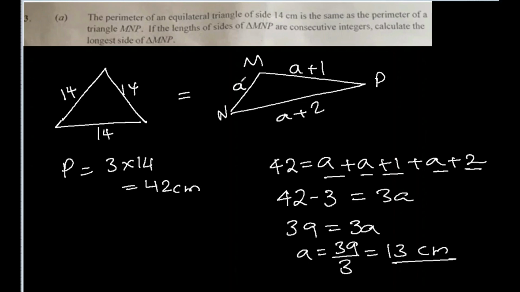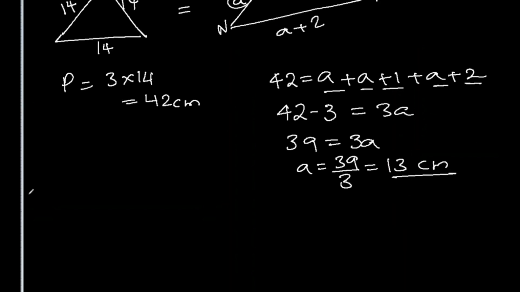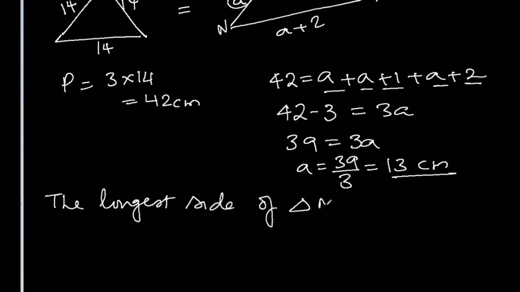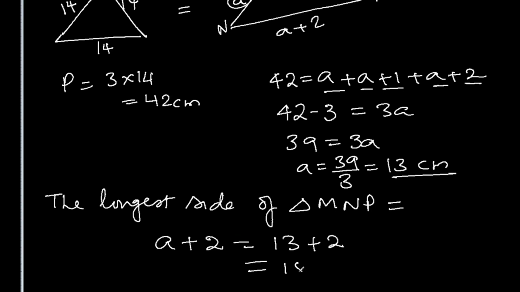So A is 39 divided by 3, 13 centimeters. This is A, the one which is here. We have to find A plus 2. So we'll write the longest side of triangle MNP is equal to A plus 2, which is 13 plus 2, 15 centimeters.